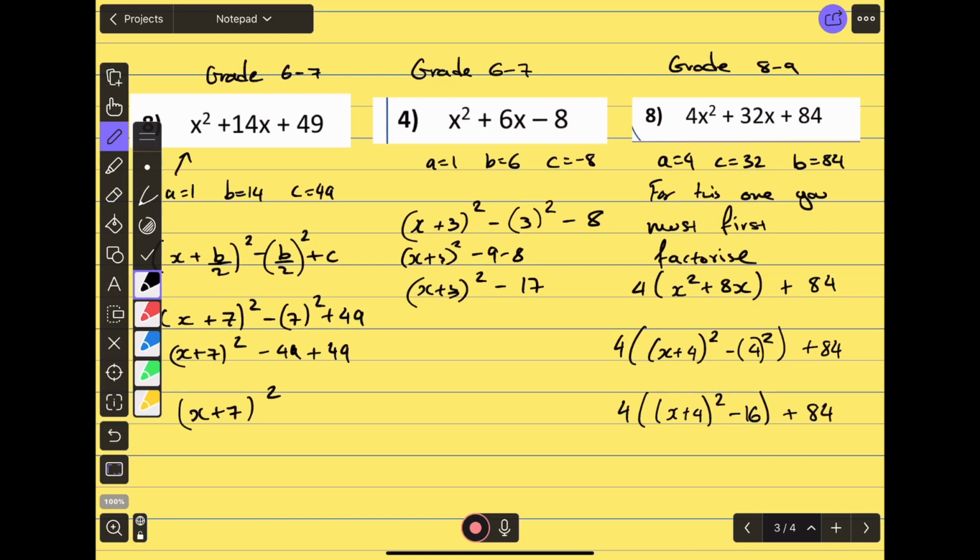Don't forget to expand your brackets. A lot of people will forget to multiply the minus 16 by 4 too. So please make sure you do that. So minus 64 plus 84. So the final answer is 4 times (x plus 4) squared plus 20.